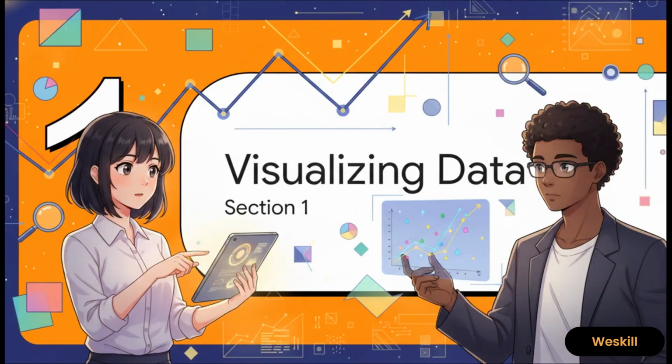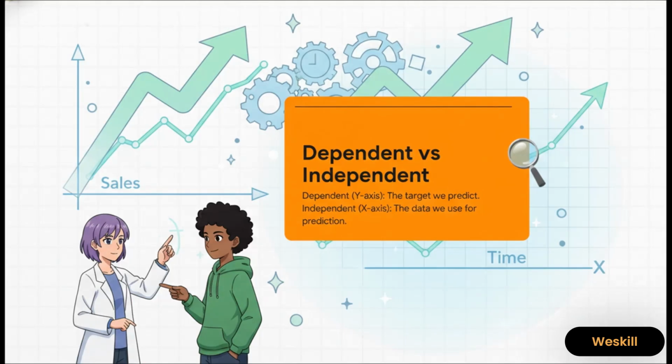To solve that company's problem, or really any prediction problem, the very first step is always the same. We have to see the data. We need to visualize it, to look for a pattern, a trend, some kind of relationship between what we know and what we're trying to figure out. To do that, we've got to get our key terms straight. First, you have the dependent variable. This is our target, the thing we want to predict. In our example, that's sales, and we always put it on the vertical y-axis. Then you have the independent variable on the horizontal x-axis. This is the thing we're using to make the prediction, in this case, time. We're basically asking, how does sales change as time goes on?